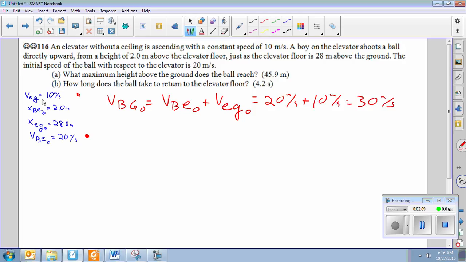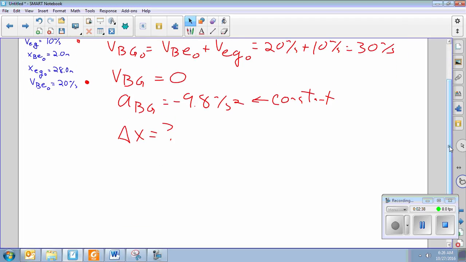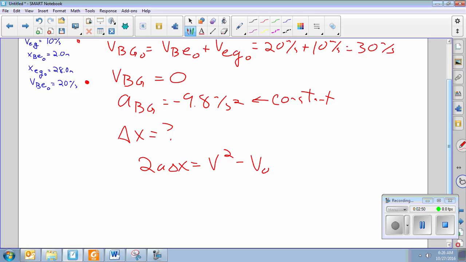All right, and then we want to know how high it goes. Well, at its highest point, the velocity of the ball relative to the ground is going to be 0. And we know the acceleration of the ball with respect to the ground. It's negative 9.8 meters a second squared, and it's a constant acceleration. So to find our displacement, here's all we're going to do. One of the equations we learned was this guy, 2a delta x equals v squared minus v naught squared.